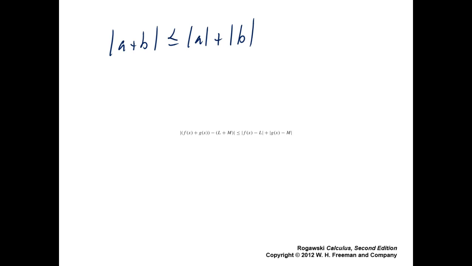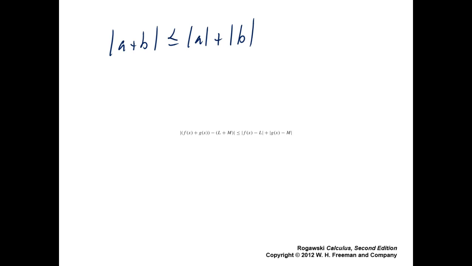Give me an A, give me a B. Give me an A. Any value. 1, and B is 1 also. Okay, the absolute value of 1 plus 1 is 2, and that's equal to the absolute value of 1 plus the absolute value of 1. Okay, 1 plus 1 is 2. Yeah, that would be equal. But what if B were negative 1?